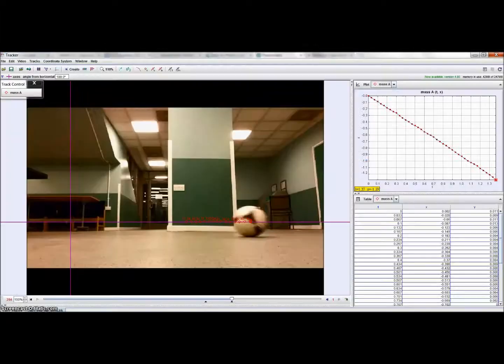Now, what if we flip the orientation in such a way that the positive x-axis is to the left and the negative x-axis is to the right? What happens is that we have a negative slope, in contrast to the initial positive slope we obtained when we used our original orientation. And this is what you would expect.